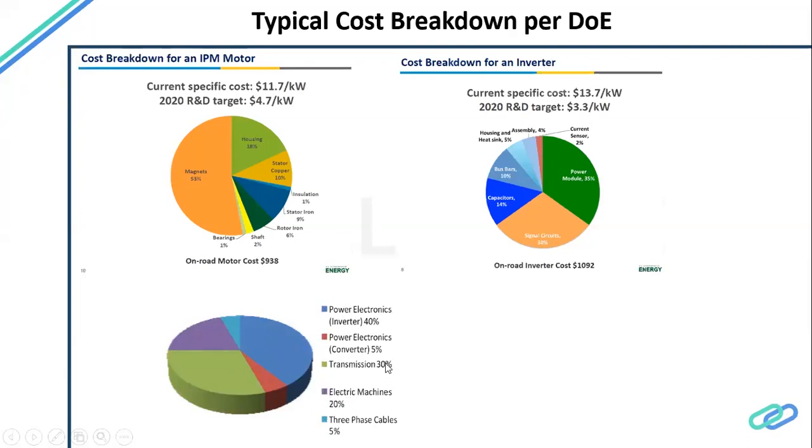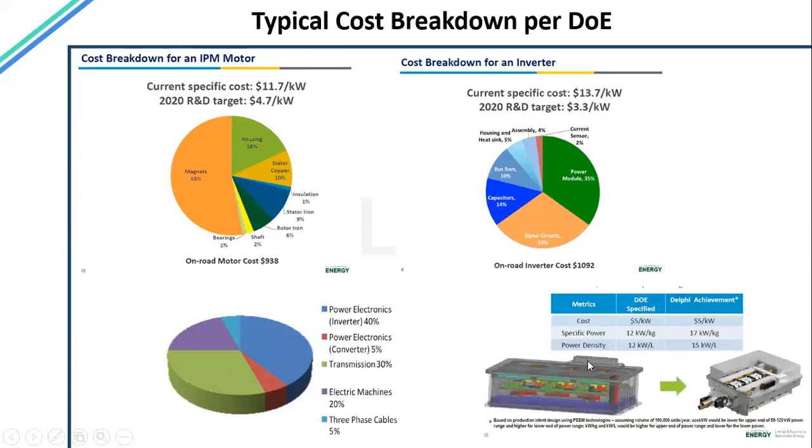And these days this transmission cost is also going down. Just to put some reference, this is from one of the presentations that Delphi put together for the Department of Energy. This is what they have achieved so far in terms of densities and in terms of cost. They are claiming that their cost is much closer to what DOE has specified. This is their claim, and we have to check this in reality.